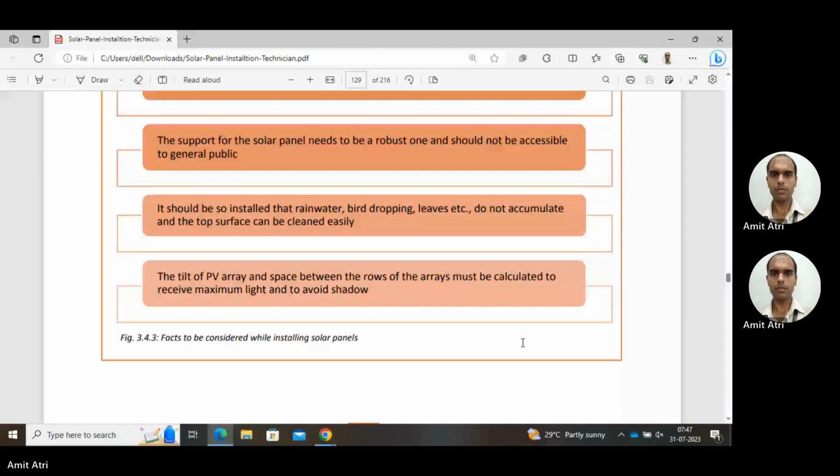Okay, and another point is the tilt of the PV array and the space between the rows of the array must be calculated to receive maximum light and to avoid shadow. Means how we are placing our panels also, that we should calculate. If one panel is having a shadow on another panel, this thing we should avoid. There should be proper spacing between these panels. One solar panel should not cause a shadow on another solar panel.